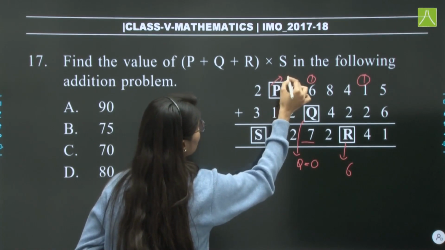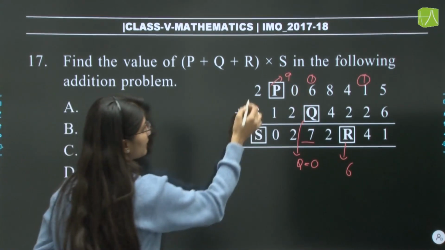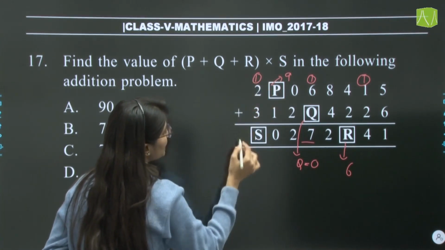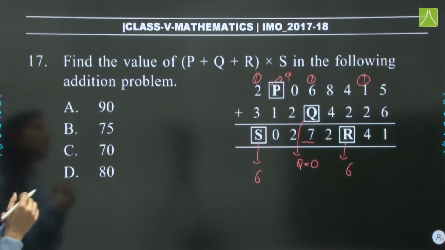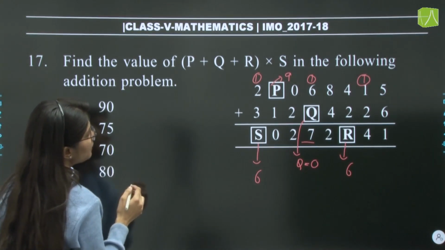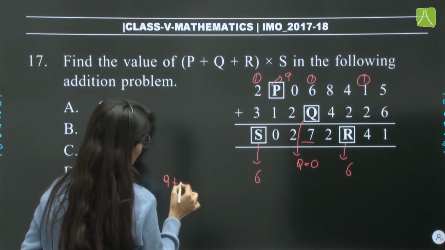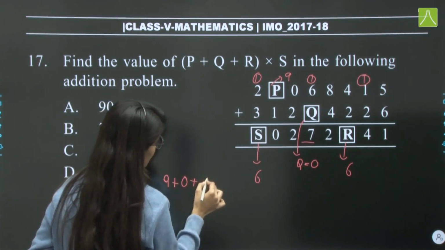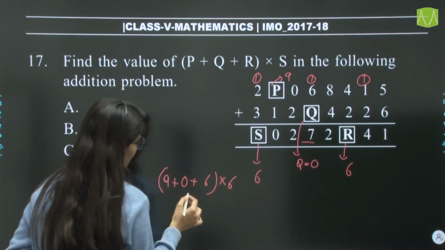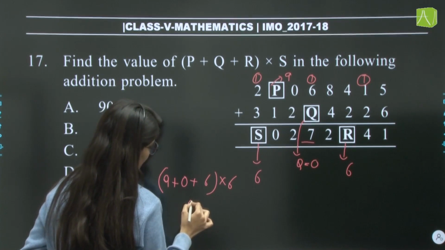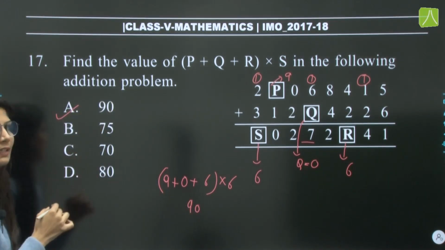So we have to take the value of P is 9. 9 plus 1 is 10. So this 0 is here and 1 will be carry. 3 plus 2 plus 1, this S will be 6. So now we get all the things. We have to put the values in the question and get the answer. P plus Q plus R. So this P is 9 plus Q is 0 plus R is 6 and this whole thing is multiplied by 6. 9 plus 6, 15. 15 multiplied by 6, this is 90. So the option is option A, 90.